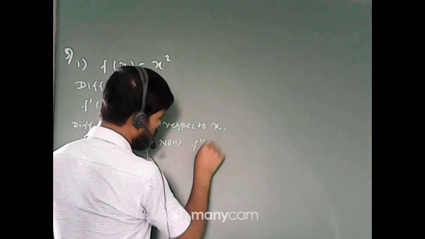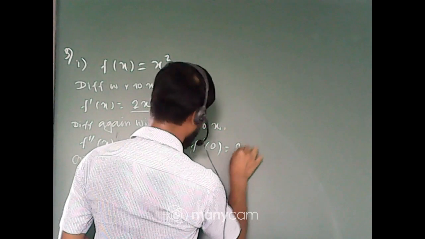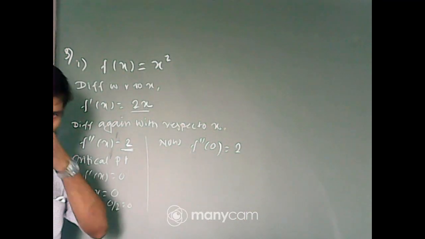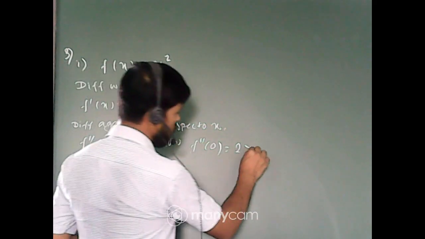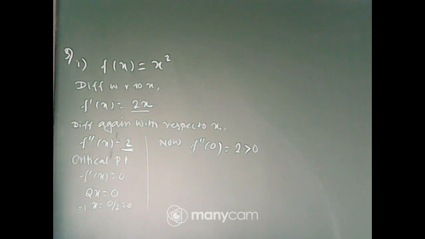Now we have to find the value of the double derivative at this critical point. So calculate f double dot 0, the value of the second derivative at the critical point. This is 2, because f double dot x is equal to 2, a constant function. Whatever value you put instead of x, the value will always be 2. So this is greater than 0. Now tell me, if the value of the double derivative at the critical point is greater than 0, will the function attain a maximum value or a minimum value?